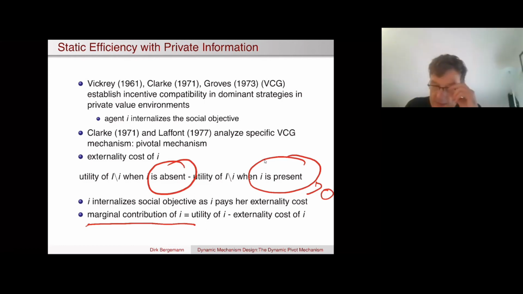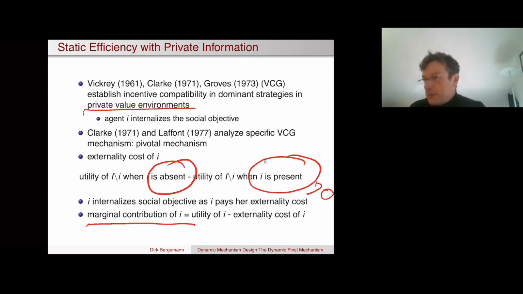So that is where we're going to start. And I want to emphasize two things. I want to emphasize that we are going to stay for today in what is called a private value environment. So that means the ability of each agent to assess the value of the allocation depends only on his own private information and does not depend on any information that the others may have. Okay.